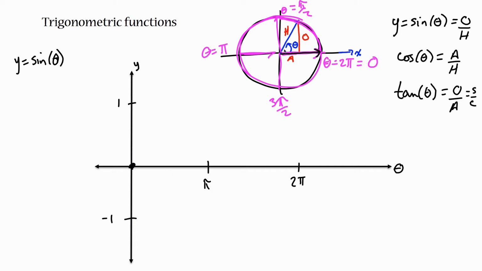When we get to pi over 2, our opposite is going to be all the way the same as our hypotenuse. It's going to be 1. We get back to pi, the opposite is 0 again. When we get to 3 pi over 2, our opposite is negative 1, and at 2 pi we're back at 0. So the sine function goes up to 1, back through 0, down to negative 1, over a full cycle.